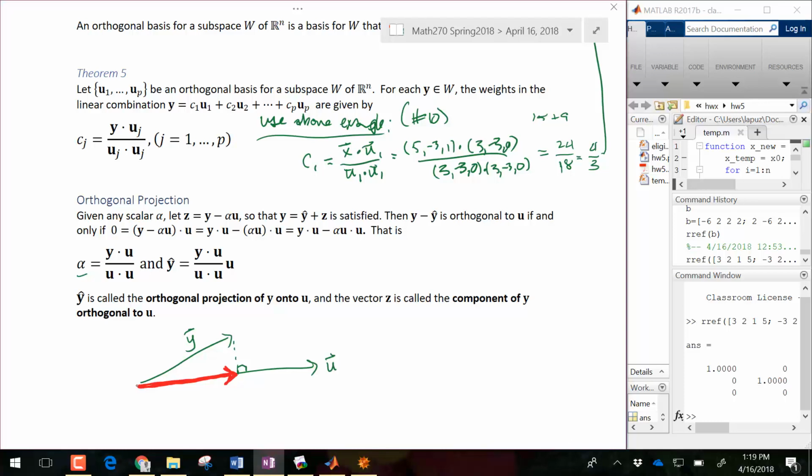Y dot u is a scalar, so it's just a number. Not necessarily. There's something like the component and the projection. There's something that's not quite right here, unless u is a unit length.